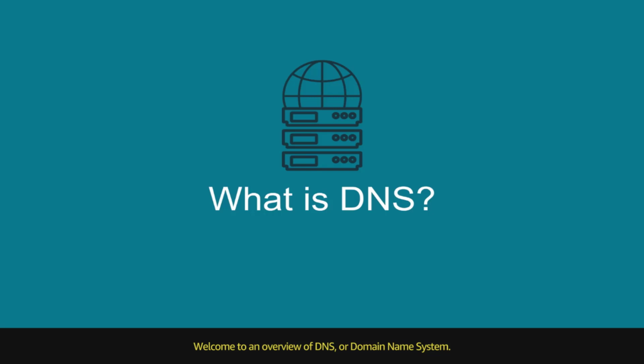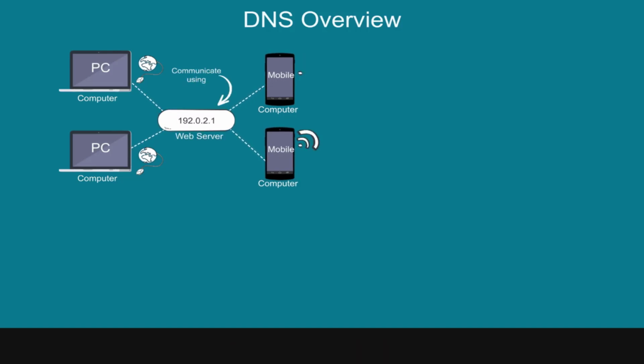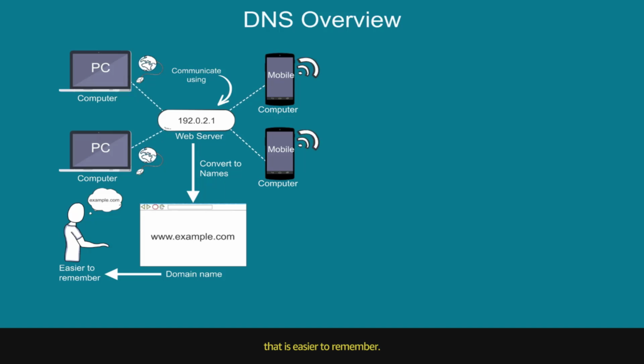to an overview of DNS, or domain name systems. Computers on the Internet communicate with one another by using numbers known as IP addresses. When you visit a website, you don't have to remember a long number. Instead, you can enter a domain name like www.example.com that is easier to remember.